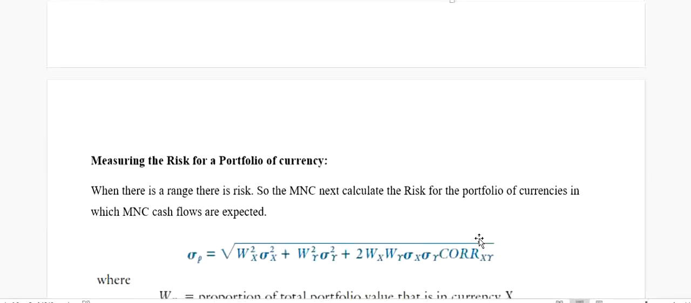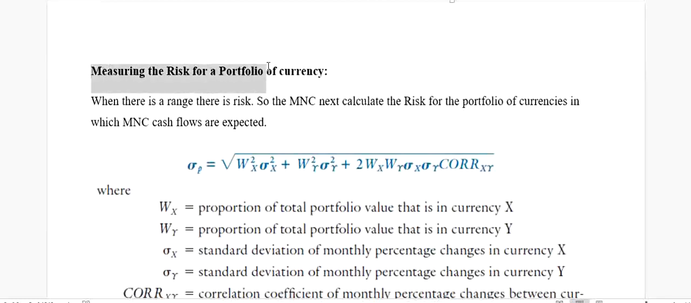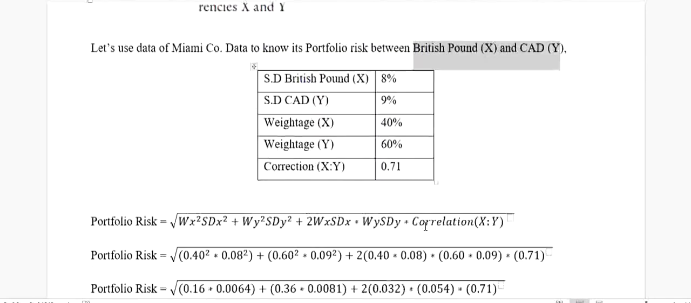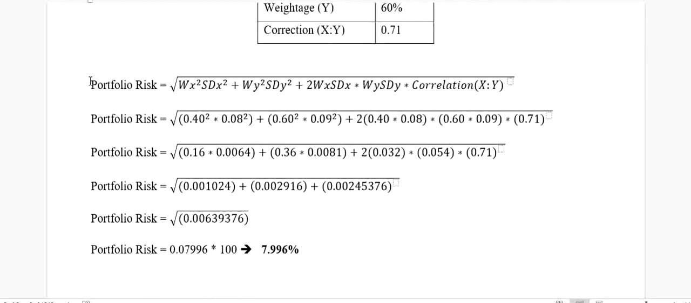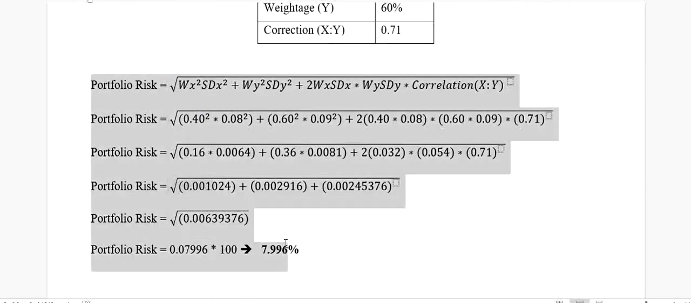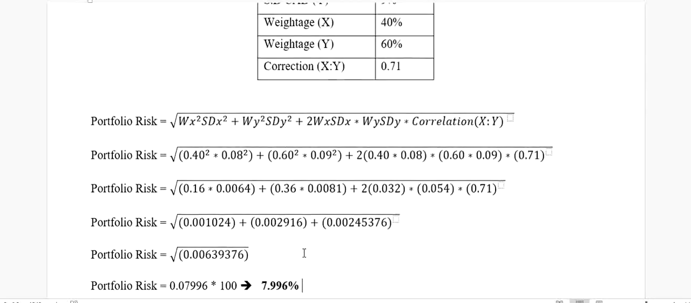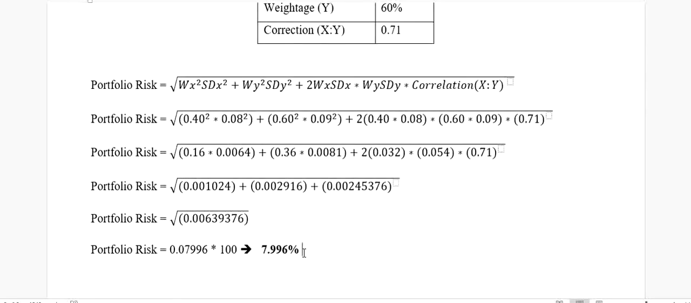So what I did was that in order to calculate the collective risk of them, I calculated portfolio risk, which was calculated using this formula. Keep that in mind. I just calculated portfolio risk for 2 currencies only. This was the procedure of calculating the portfolio risk, and we just came to know that the risk between the Canadian dollar and the British pound is almost 8%.